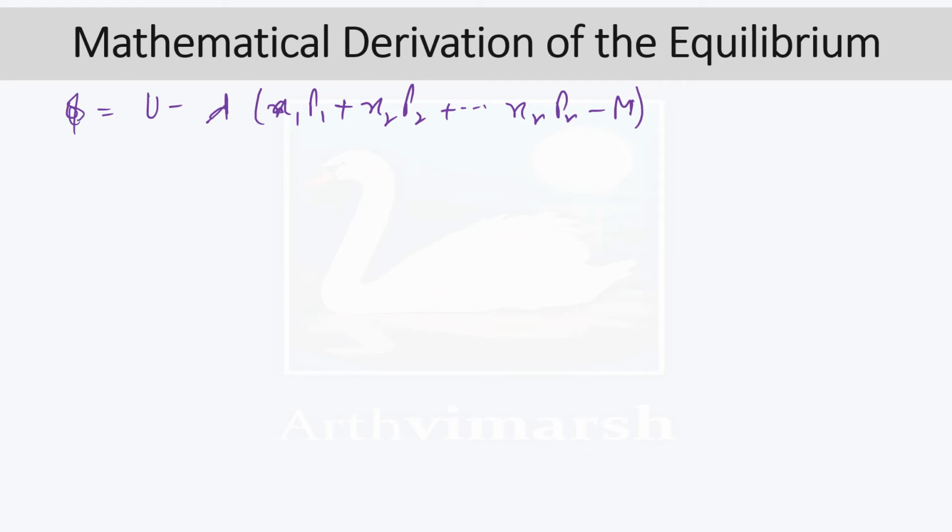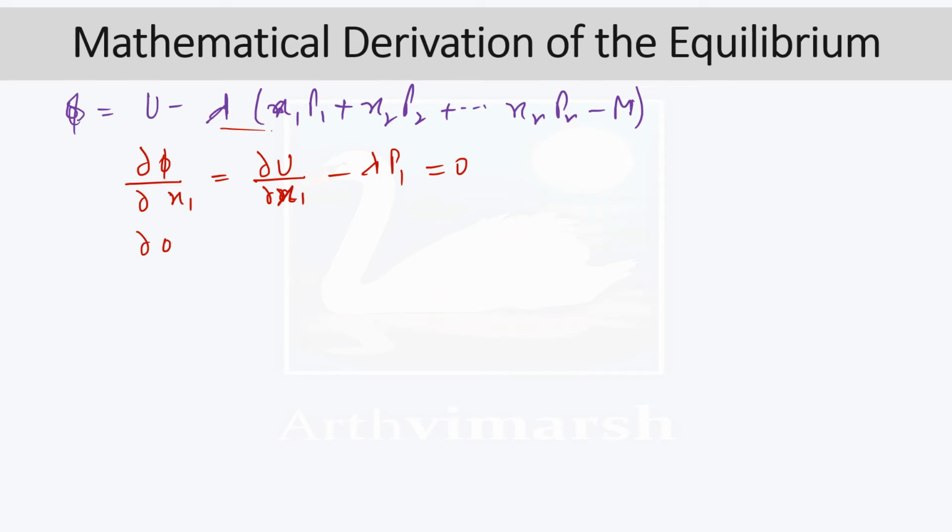First of all, differentiating with respect to the quantities, what we will get is del phi upon del x1, which will be equal to del u upon del x1, minus lambda times p1, because we are differentiating with respect to x1, equal to 0.